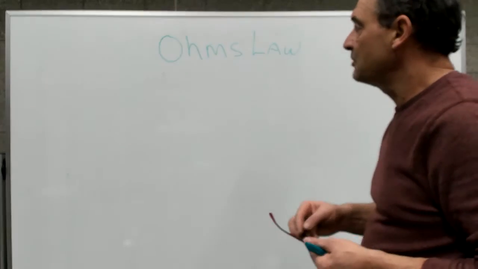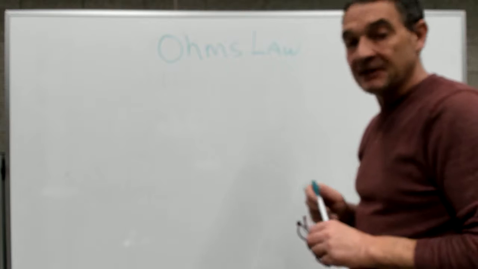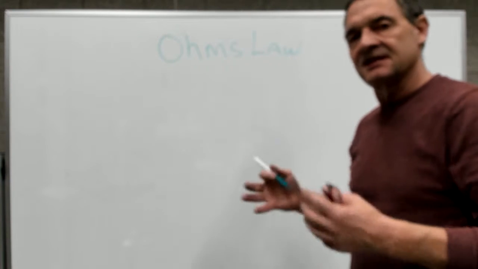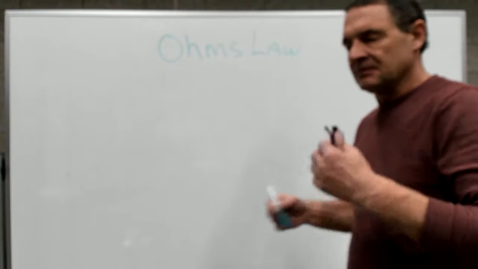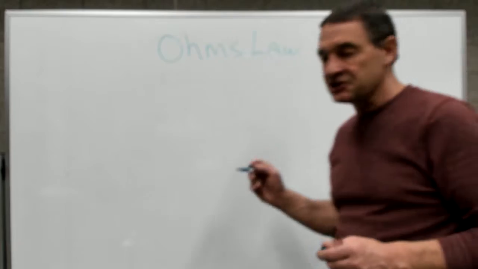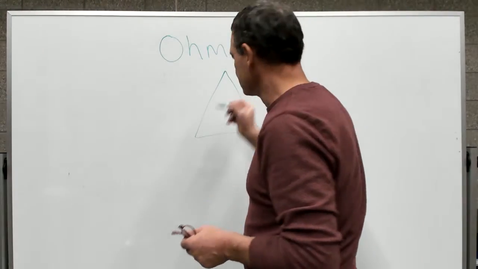So today I want to talk about Ohm's Law. George Ohm was a German, I believe, scientist who studied electricity. One of the things was volts, ohms, and amps. And he decided there's a relationship between volts, ohms, and amps. And often we call this the Ohm's Law triangle.